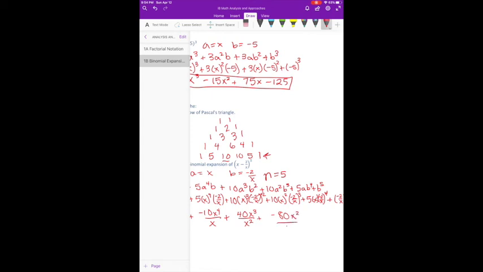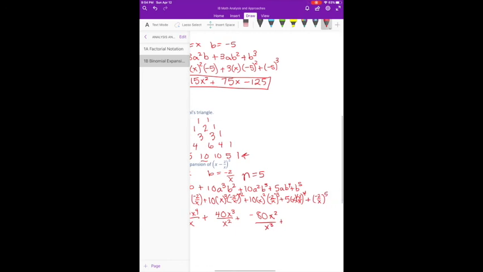And the next one is going to be 5 times -2 to the fourth. -2 to the fourth is going to be +16. So 5 times 16 is going to be 80 x over x to the fourth. And then the last one is going to be -2 to the fifth, which is -32 over x to the fifth. All right, let's go ahead and simplify these fractions.